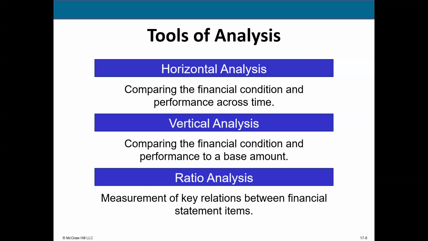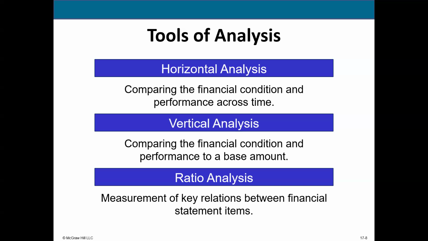I can also do this vertically. I can look up and down my financial statements and compare year to year based off of a specific base amount and express everything as a percentage. That's vertical analysis. On the income statement, I express everything as a percentage of total revenue or total sales. Total sales is 100%, and then every other line item on the income statement is based out of total sales.